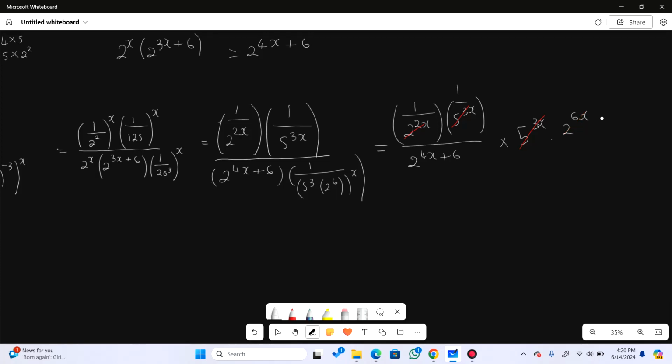Yeah, we are left with 4x. If we remove that, we are left with 4x. So my final answer would be 2 to the 4x all divided by 2 to the 4x times 2 raised to the power 6. But these two will move, and hence I'll have my final answer as 1 over 2 raised to the power 6, which is 1 over 64.